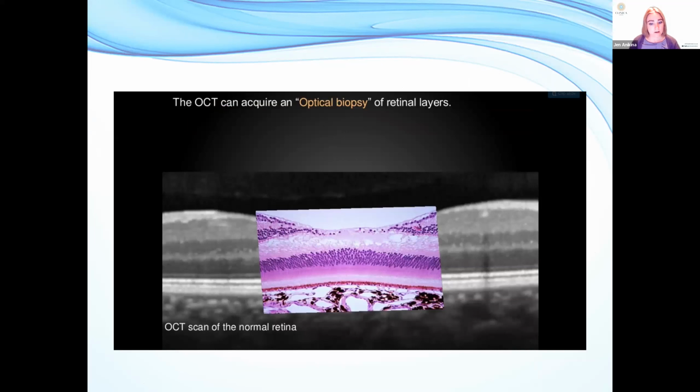So here's our retinal layers overlaid on the OCT, and you see how nicely they actually correlate one with the other. It is literally optical section. It's essentially looking at a section of the eye, but using optics.